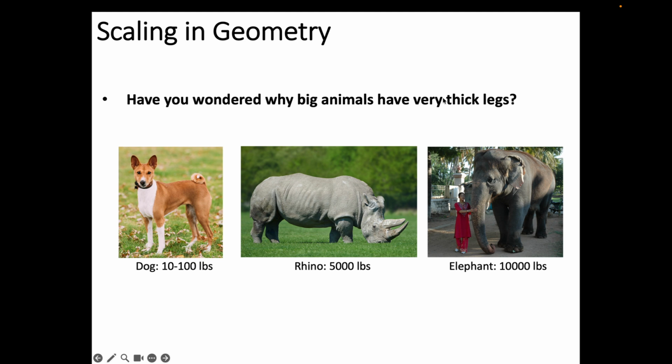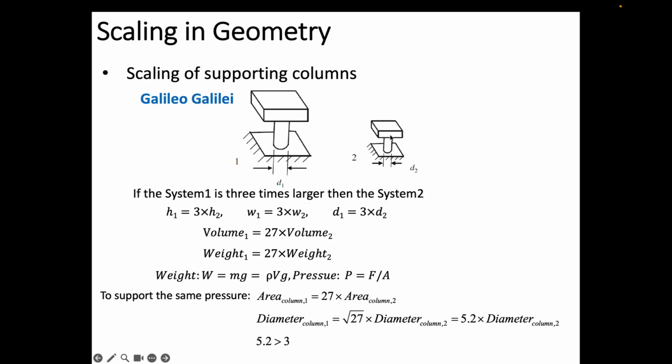Have you wondered why big animals have very thick legs? We can use a simple approach to analyze this. Imagine a simple model where this plate is the body, and one leg is represented by a simple circular beam. Then we are scaling this object up and down by a certain factor.